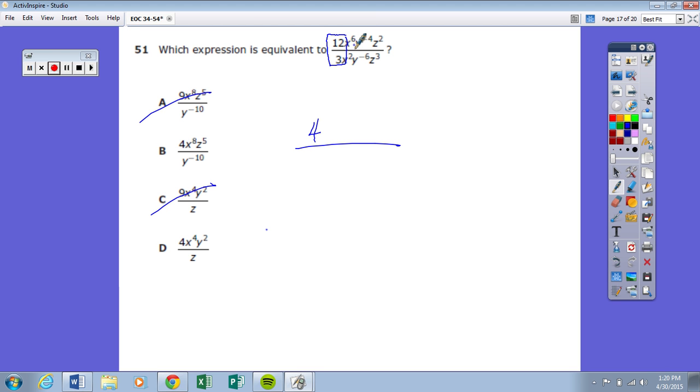Now we do our rules of exponents. If you have an exponent over an exponent, we learned in class that you subtract those. So 6 minus 2 is 4. So I better see an x to the 4th in the answer, and I'm done. I can stop right there because that one's already eliminated itself.